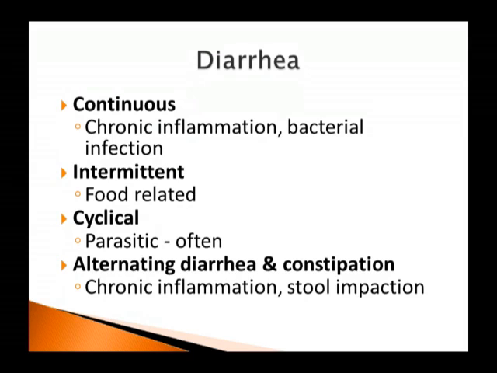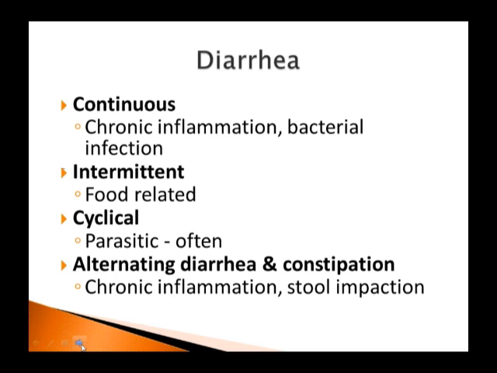So the intermittent usually is going to be some kind of issue with stool impaction or chronic inflammation. So again, continuous, it's either an infection or inflammation. Intermittent is usually related to food. Cyclical, consistently, generally parasitic, and alternating between loose stools and constipation. Think of either stool impaction or chronic inflammation.